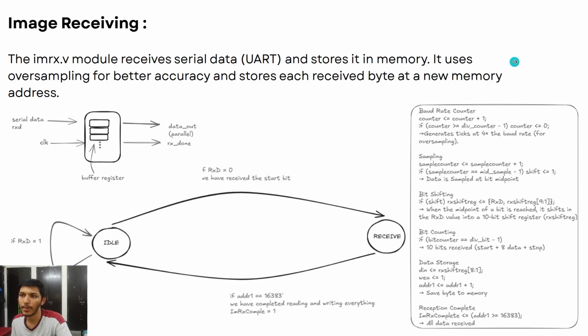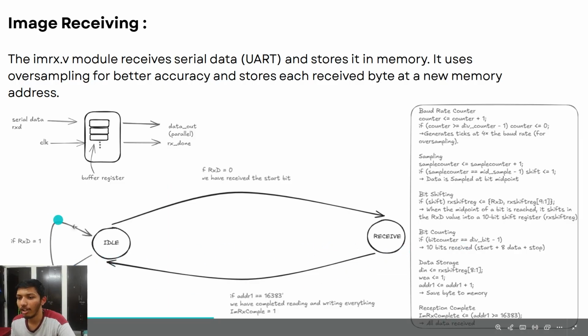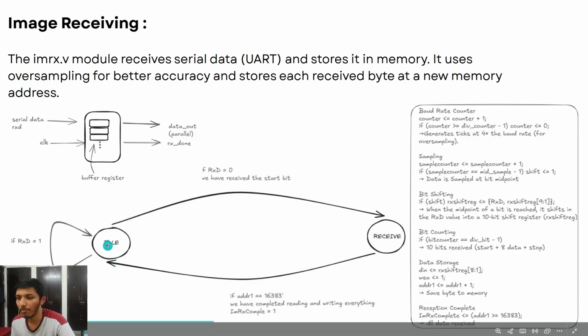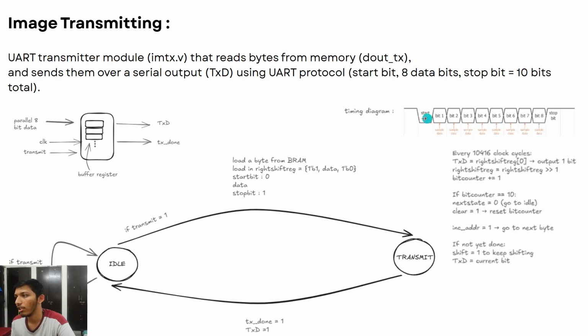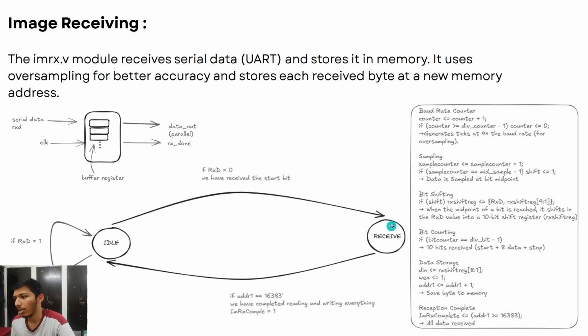This module receives serial data and stores it into memory. I have two states, idle and receive. If rxd is equal to 1, I wait in my idle state. If rxd is equal to 0, that is, we have received the start bit. After receiving the start bit, I can start reading my data into VRAM.